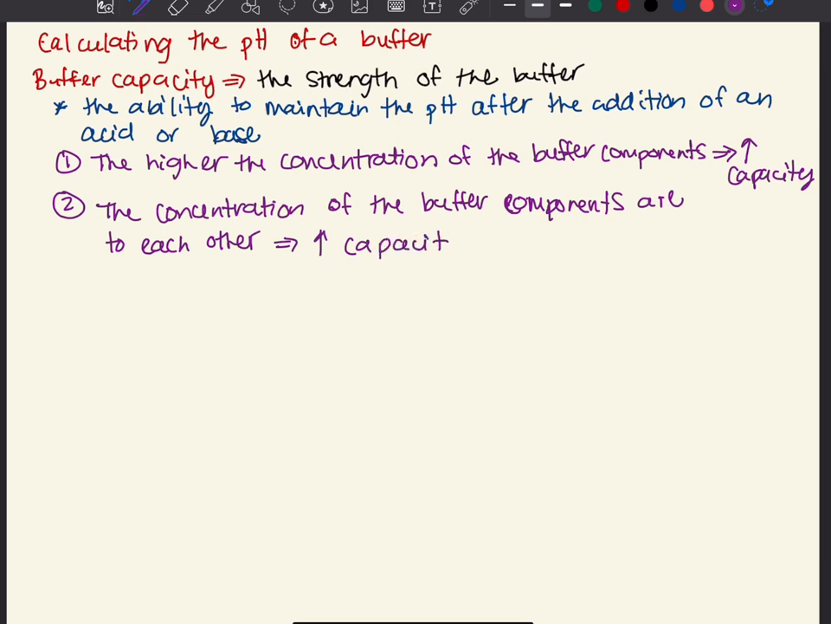So for example, if the concentration of my acid is 0.1, then if I have a concentration of my conjugate base also equal to 0.1, that is going to increase the buffer capacity. Now we can calculate the pH of a buffer using what is called the Henderson-Hasselbalch equation.